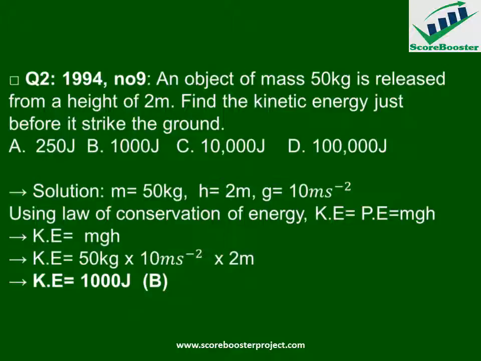So we can find kinetic energy from potential energy parameters. Therefore, we can arrive at our kinetic energy K equals mgh. When we substitute for the parameters, our KE will be m, which is 50 kg, times g, which is 10 meters per second squared, then times h, which is 2 meters. So 50 times 10 will be 500, then 500 times 2 is 1000 joules, making option B the answer for this question.